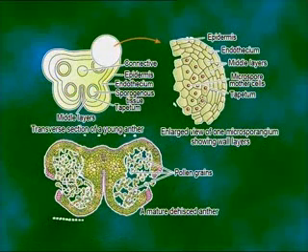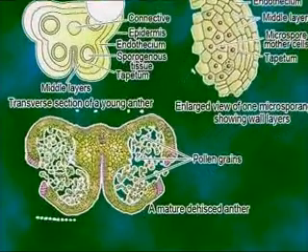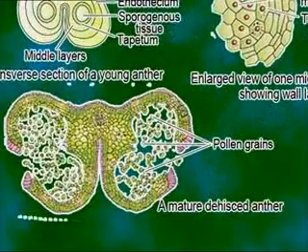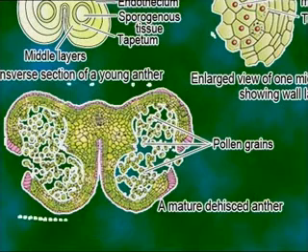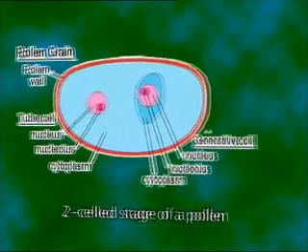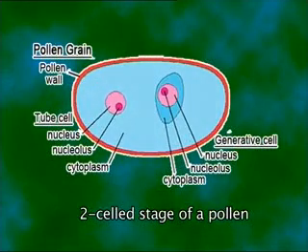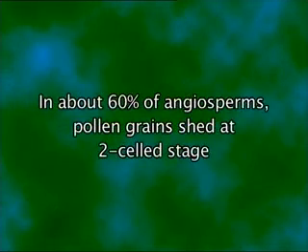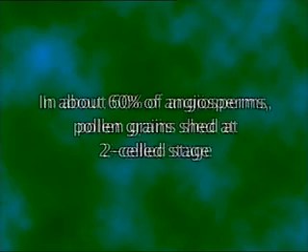As the anthers mature and dehydrate, the microspores dissociate from each other and develop into pollen grains. When the pollen grain is mature, it contains two cells, the vegetative cell and the generative cell. In most of the angiosperms, like 60% of the angiosperms, pollen grains are shed at this two-cell stage.